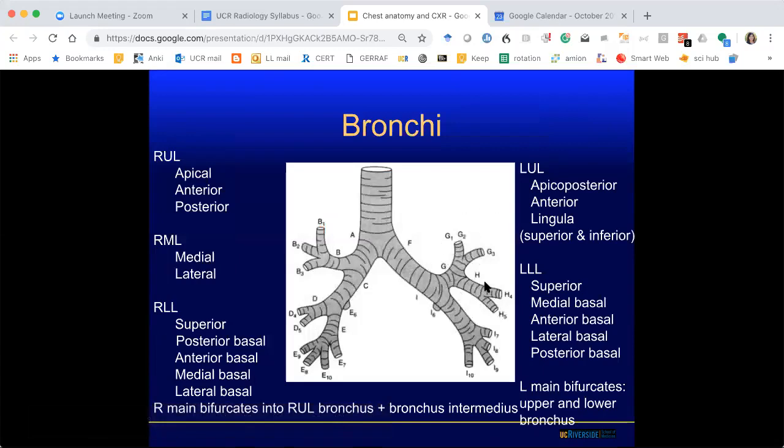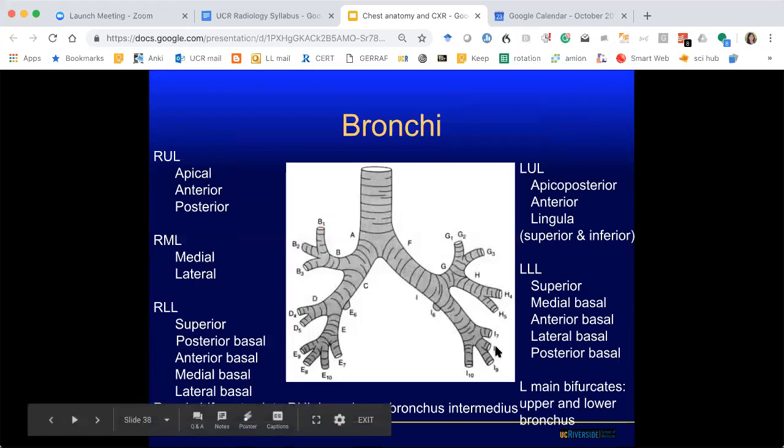the left upper lobe. And then you've got the 5 lower lobe segments: the basilar, medial, lateral, posterior, anterior, and the superior segments on both sides.